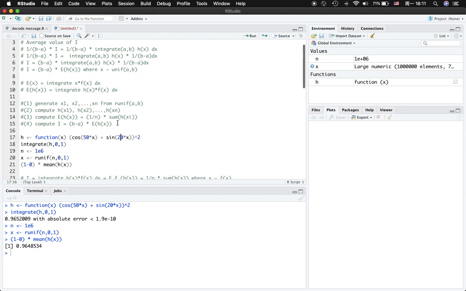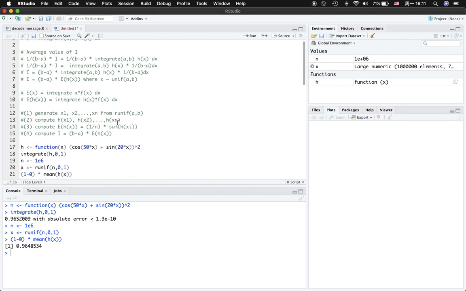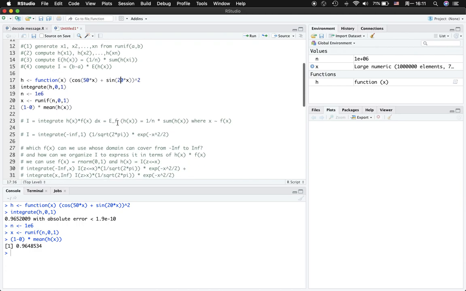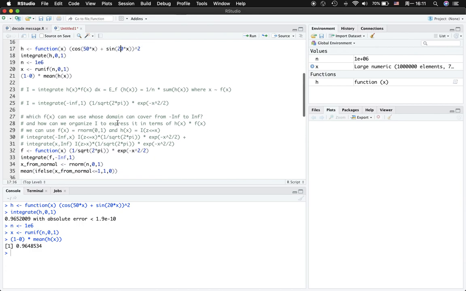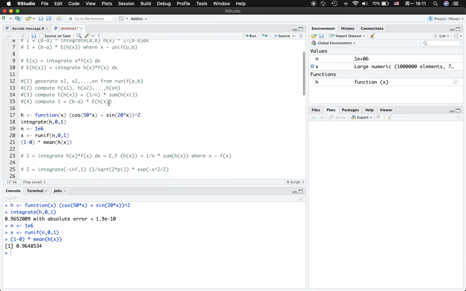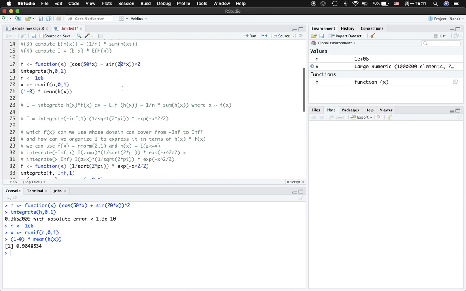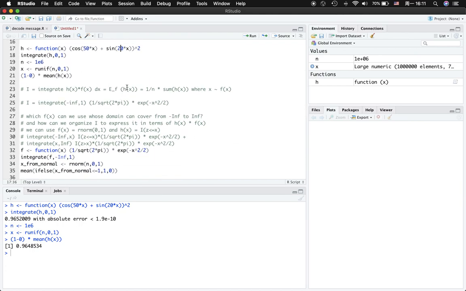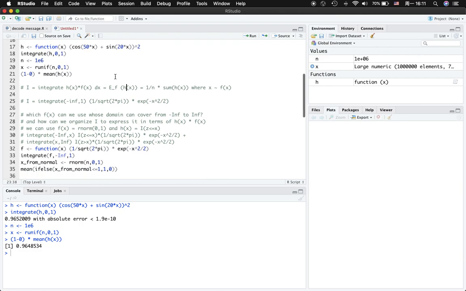And now let's extend the Monte Carlo integration to more general cases. So where our x is not drawn from the uniform distribution, we can use any distribution here. And also we don't limit the interval of the integral to finite values, let's say 0 to 1. We can also extend to negative infinity to, let's say, 1.